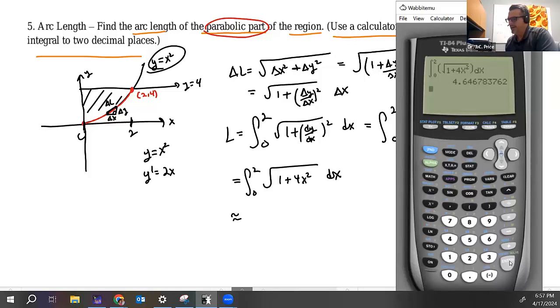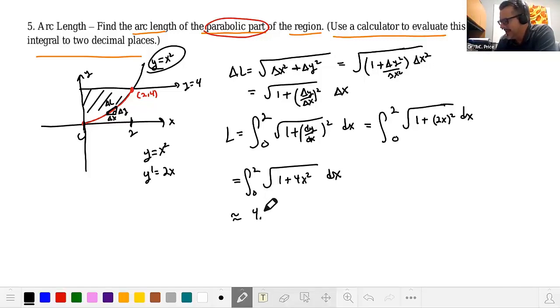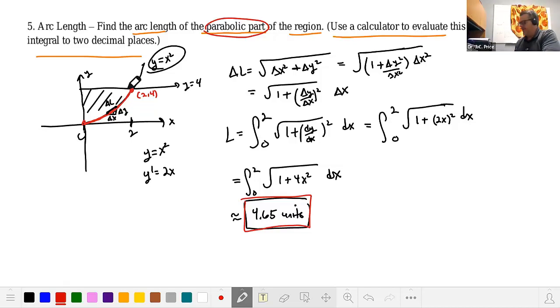4.65 out. And then don't forget the units. Since this is arc length, it's just units. And so approximately 4.65 units. And so that's the arc length. In fact, maybe we'll put a red box around it, because that's the length of that curve between x equals 0 and 2. All right, so now on to surface area.